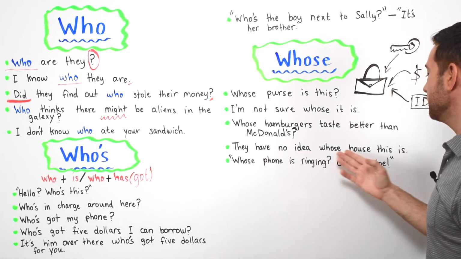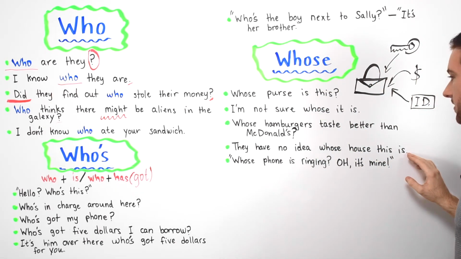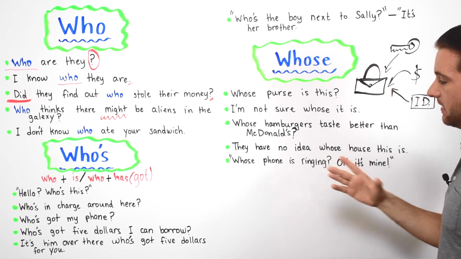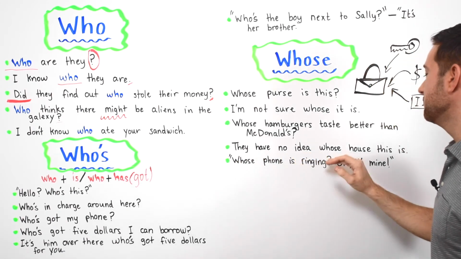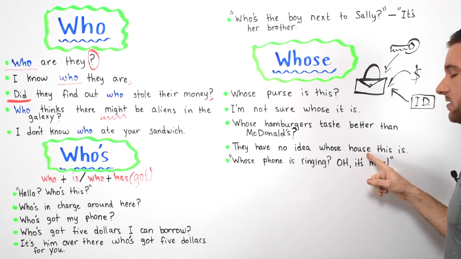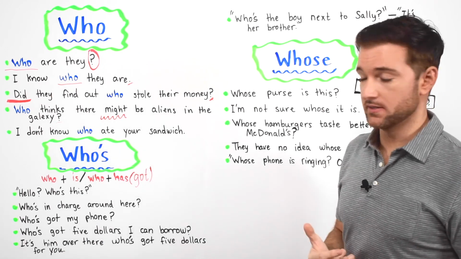They have no idea whose house this is. Again, whose in the middle, so we have a period. They have no idea, meaning they don't know at all, nothing. They have no idea whose house this is. Who does the house belong to, guys? We don't know, because they don't know whose house it is.